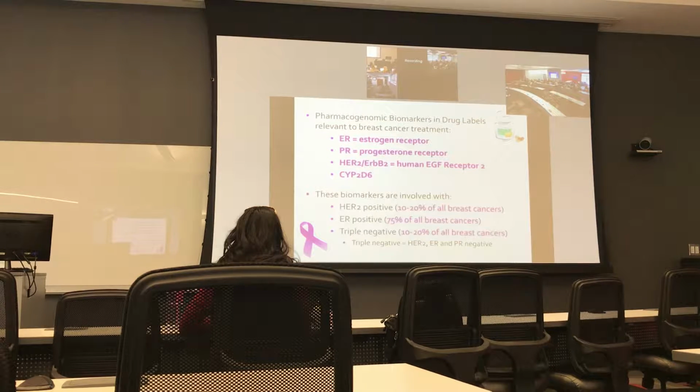These biomarkers are involved with what type of breast cancer that patient has. For example, having a HER2 positive breast cancer is the smaller portion of breast cancers. So most women don't express HER2, which is unfortunate because we have lots of great drugs for that receptor. Expensive drugs, but effective drugs.